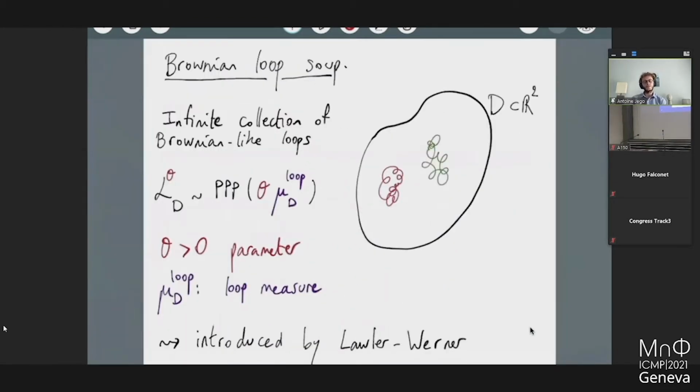So the first one is Brownian loop soup. This is an infinite collection of Brownian-like loops. This is a bit like depicted on the right-hand side if you want. And more precisely, it is a Poisson point process with an intensity which is given by theta times a loop measure. Here, theta is a positive parameter. And the loop measure is some infinite measure that I'm not going to describe more thoroughly. But this was introduced by Lawler and Werner in 2004, I think. I'm not so sure. And it has connections with many different objects in random conformal geometry.